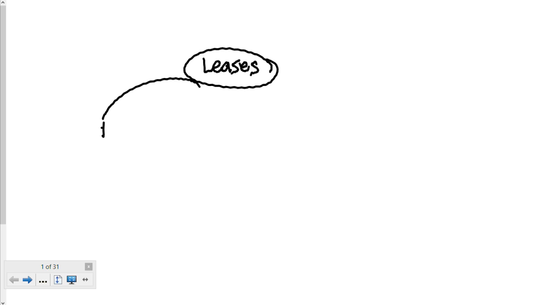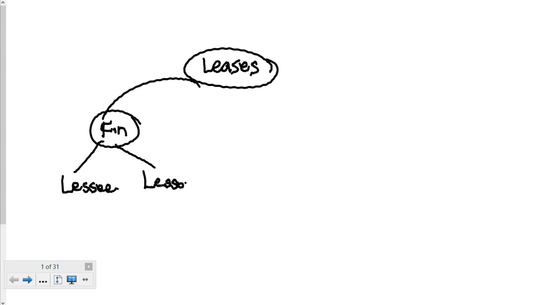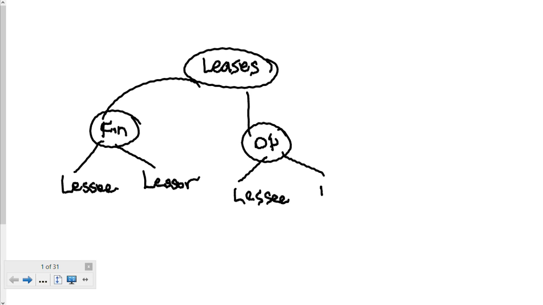So we've been looking at leases, and so far we've looked at finance leases for a lessor and a lessee, and we've also looked at operating leases for a lessor and a lessee. That's what we've done the last two lectures that we had.